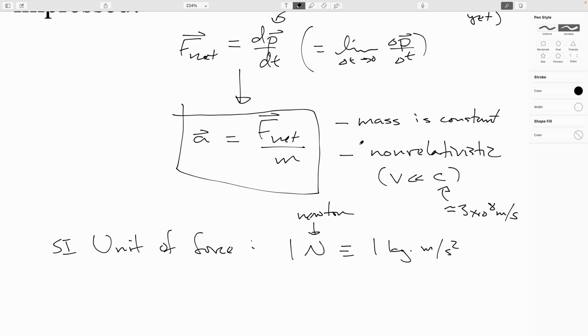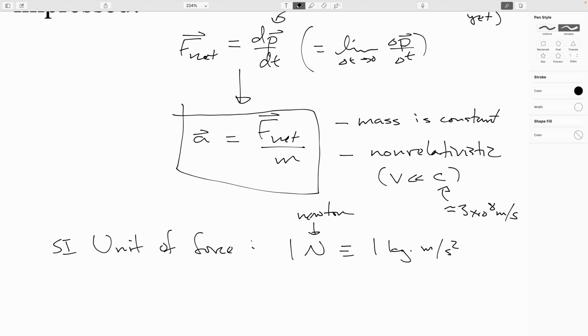Similarly, the standard American equivalent unit of force, or the old British traditional unit of force, is the pound. The unit of mass, by the way, is the slug. And a pound is a slug foot per second squared.